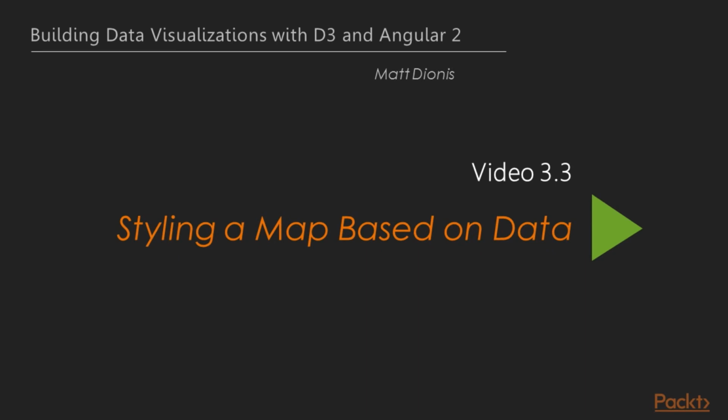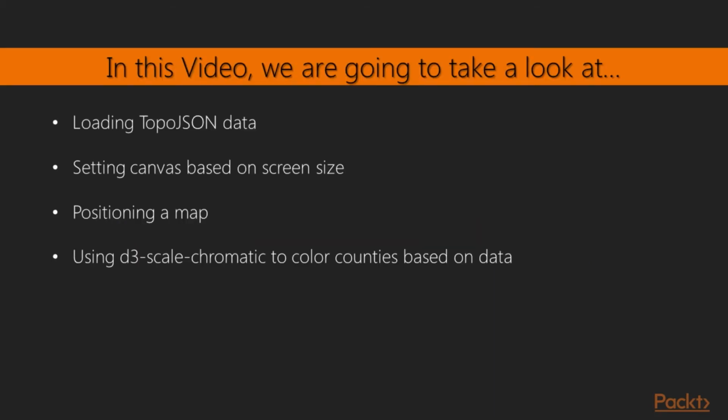We now have a topojson file which includes population density data by county for the United States. In this video, we will use D3 to translate this data into a choropleth map. First, we will learn how to load topojson data and reference the features we are interested in. Next, we will set up the dimensions of our SVG canvas based on the current screen size. We will then properly position our map within this canvas using D3 projections. Finally, we will use a D3 library, d3-scale-chromatic, to color US counties based on population density. Let's get started.